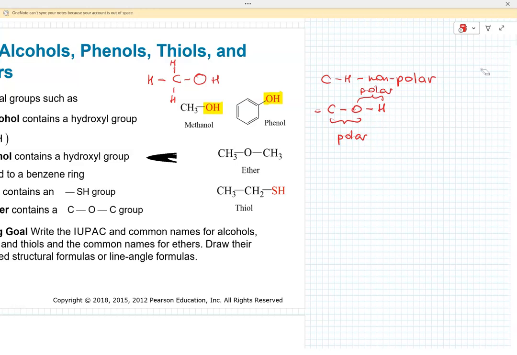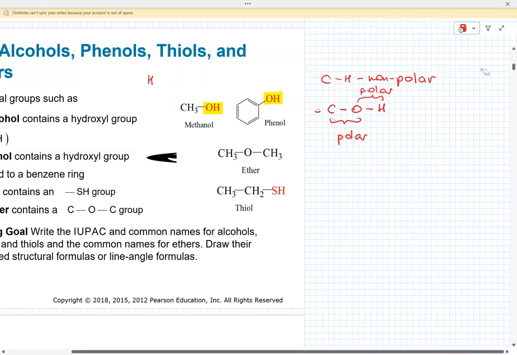For instance, if you think about methane, it is a non-polar molecule.